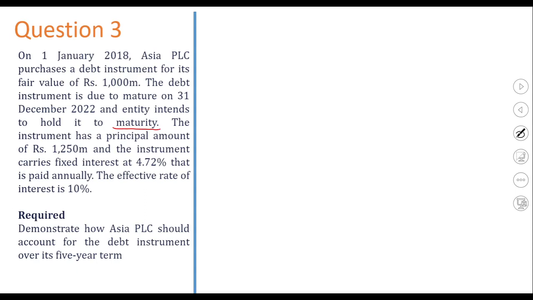The instrument has a principal amount of 1,250. What do you mean by principal amount? Face value is 1,250, like in the previous example 100,000, right? And the instrument carries fixed interest at 4.72, that means we are receiving interest at 4.72, paid annually. The EIR, or effective interest rate, that we use to do the accounting under the amortized cost, is 10%. Demonstrate how Asia PLC should account for the debt instrument over its 5-year term.